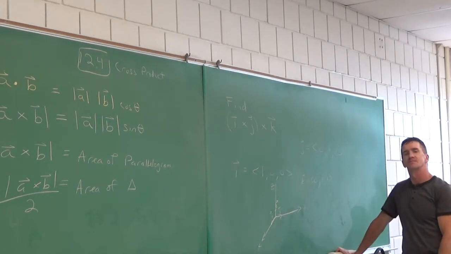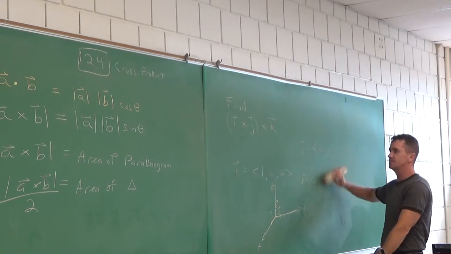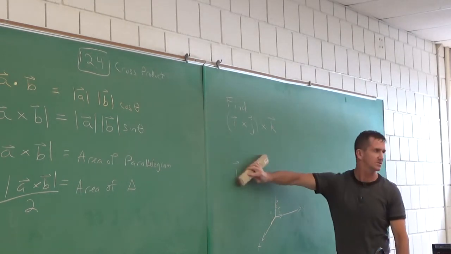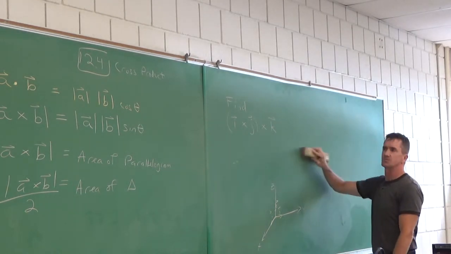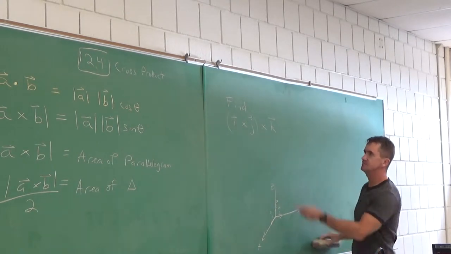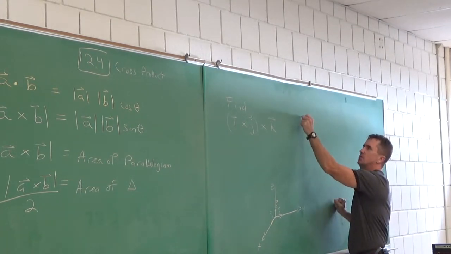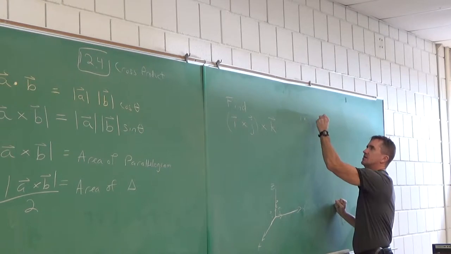So, hey, let's find it. Oh, you go ahead. You sure? All right, well, let's go through it. And when we're done, I'm going to see if people in class can see whether there is a faster way to find this answer. All right, let's do i cross j. So what would be i cross j?